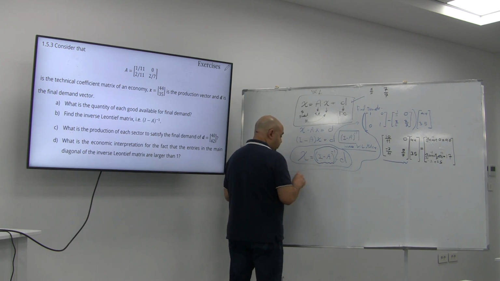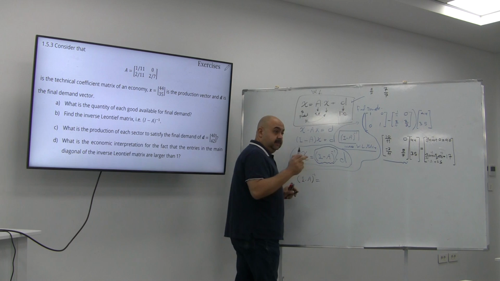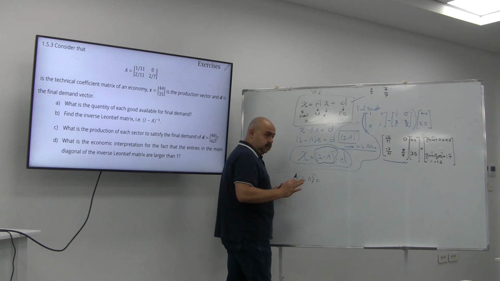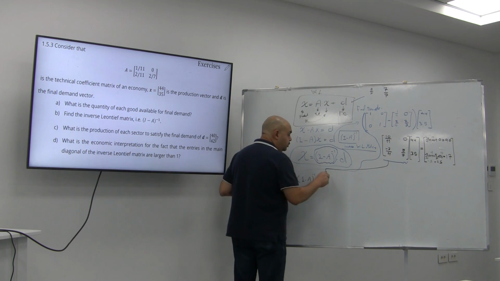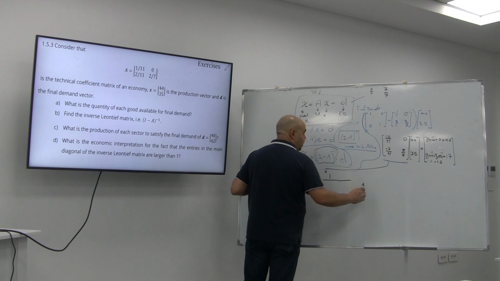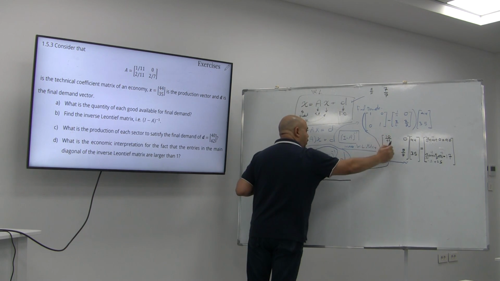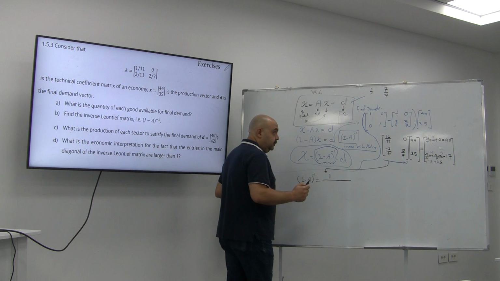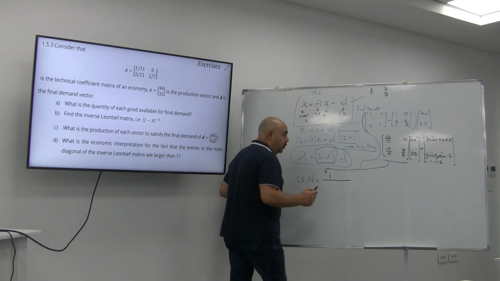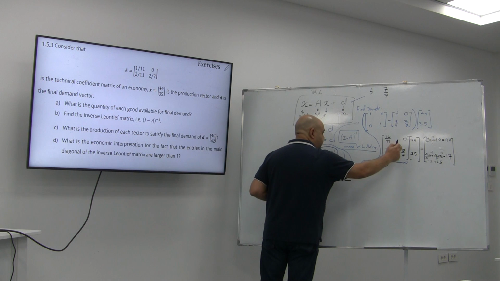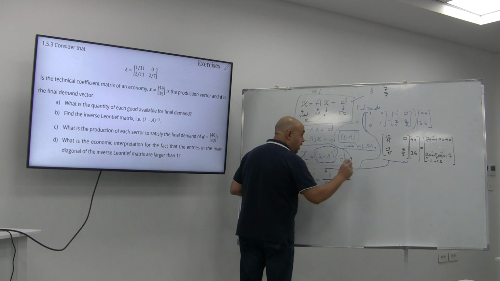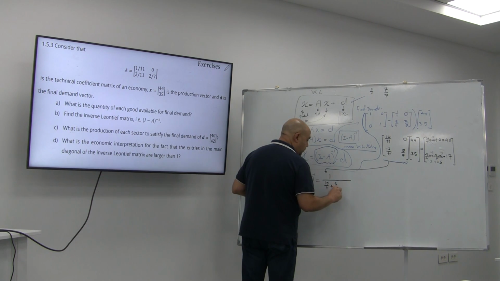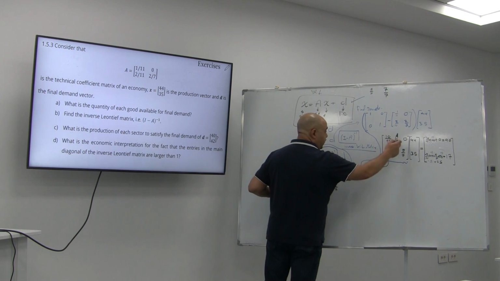So the Leontief matrix, which is I minus A to the power of -1, I've told you previously about a very fast method in order to get the inverse of this matrix directly. What I will have to do is to get 1 divided by the value of the determinant of this matrix. Let's do it. So it's 10 over 11 times 5 over 7. Here we go. 10 over 11 times 5 over 7, minus 0.